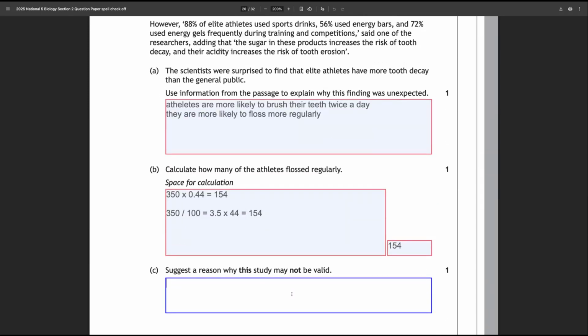Part C suggests why this study may not be valid. So an emphasis here, you can see in bold, this study may not be valid. Why is this particular study not valid? Well, when it comes to tooth decay, there are so many variables involved, okay? There are too many variables involved, so many of them are not taken into account. You could say something like it was impossible for the researchers to control all the variables, or it was very difficult for them to control all the variables, or tooth decay could be caused by other things than the variables that were accounted for in this study. Okay, so something along those lines.